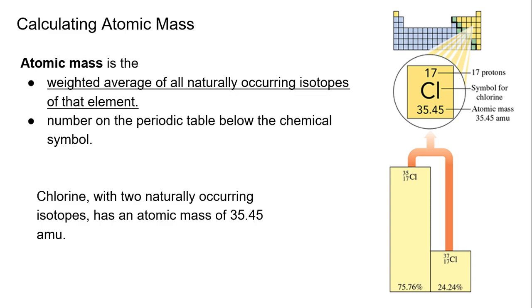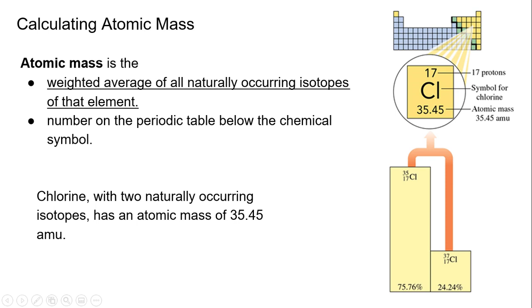Okay, so I brought this up briefly, but we're going to focus more on it: atomic mass. The atomic mass on the periodic table, if the element has isotopes, takes all the isotopes into consideration. It is a weighted average, which means the isotope that makes up more of the percentage has more influence on the atomic mass that we read.